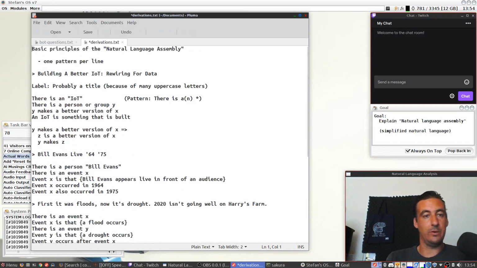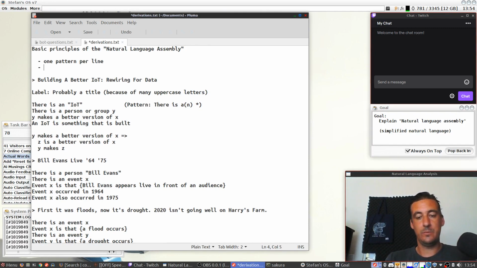This is another principle. One pattern per line, first principle. Second principle is introduce everything.